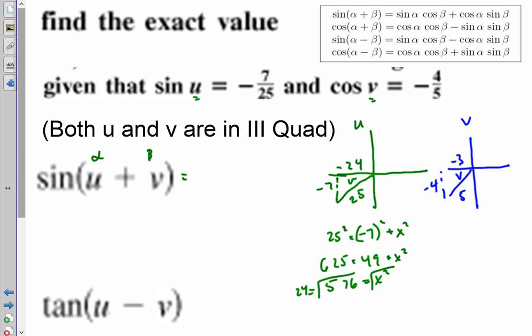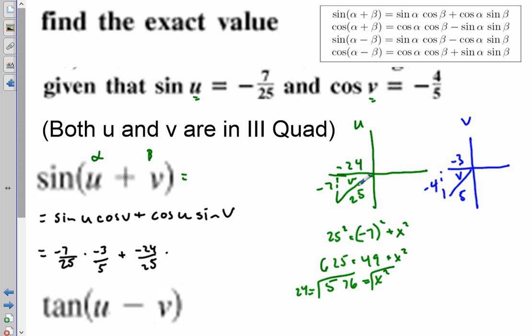So using this, we're going to say sine of u plus v. Well, that's going to be the sum of sine. So it's going to be sine of u, which is our alpha, cosine of v, plus cosine of u, sine of v. From here, we're going to plug in our values. Sine of u is going to be -7/25, times cosine of v, which is -3/5, plus cosine of u, which is -24/25, times sine of v, which is -4/5.